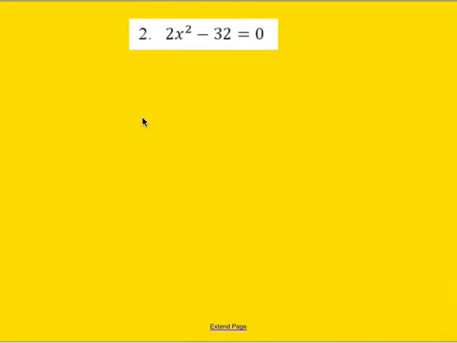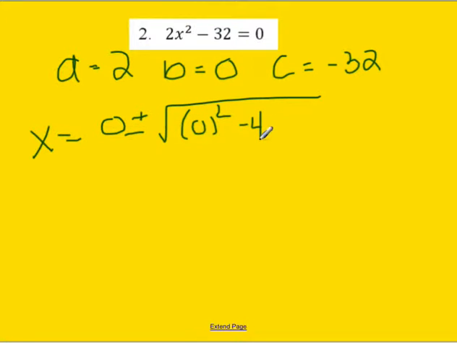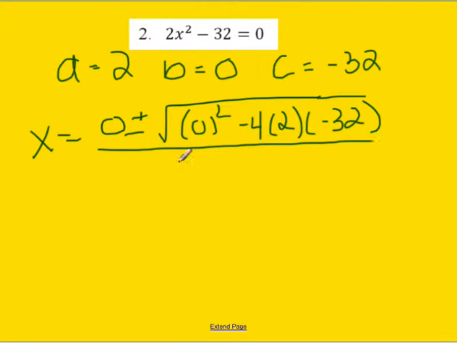So for number 2, we don't have a b term. A lot of students think that b is going to be negative 32, but that negative 32 doesn't have an x with it. The b term has to have an x with it, so our b is actually 0. So there's our setup for the quadratic formula. So we have x is equal to the opposite of b, which is 0, plus or minus the square root of 0 squared minus 4, a, and then we're going to plug in our c. So all I did was substitute in those letters, all over 2a.